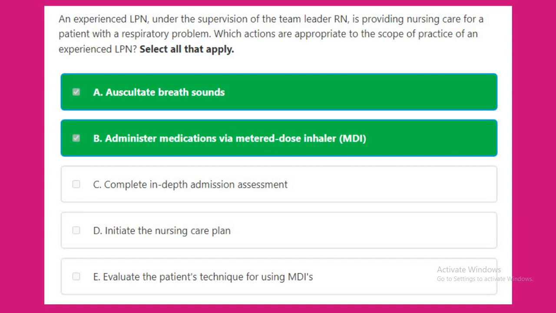Because it says complete in-depth admission assessment. So it is the first assessment which has to be done when a client is admitted to the unit, right? So this is the scope of the RN. Initiate the nursing care plan. Now the word is initiate, means to start, right? And that is the scope of the RN, right?